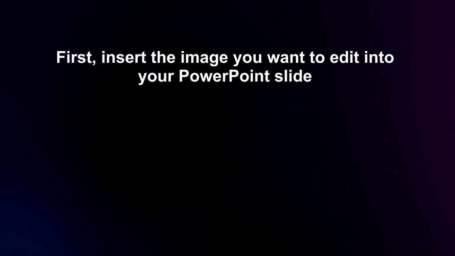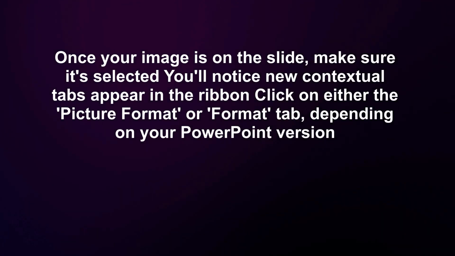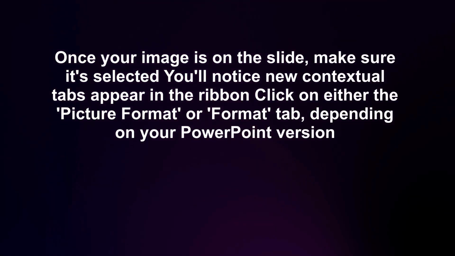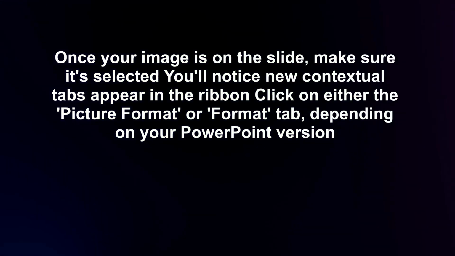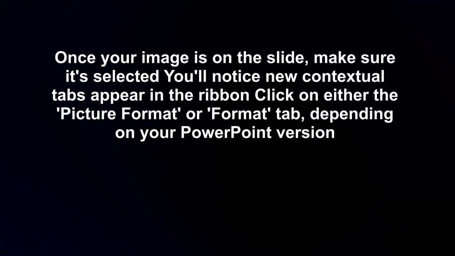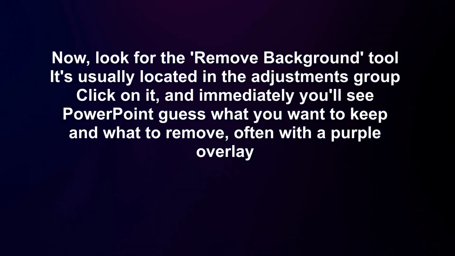First, insert the image you want to edit into your PowerPoint slide. Once your image is on the slide, make sure it's selected. You'll notice new contextual tabs appear in the ribbon. Click on either the Picture Format or Format tab, depending on your PowerPoint version. Now, look for the Remove Background tool. It's usually located in the Adjustments group.